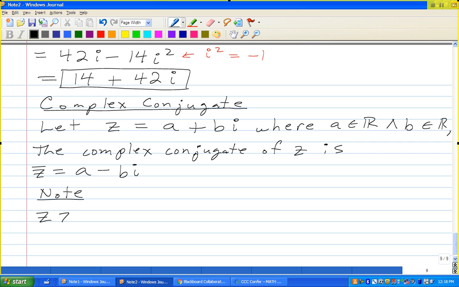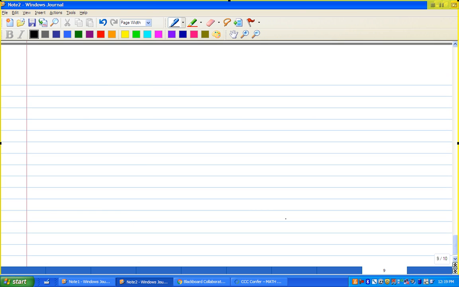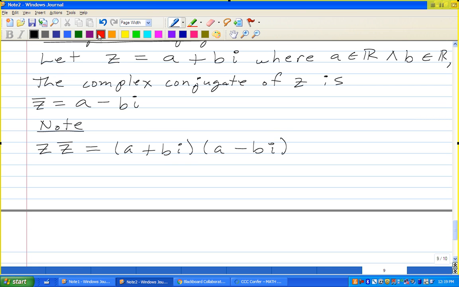A complex number times its complex conjugate, a plus bi times a minus bi, well, I can simplify this. Let's use the distributive property, and let's multiply this out.